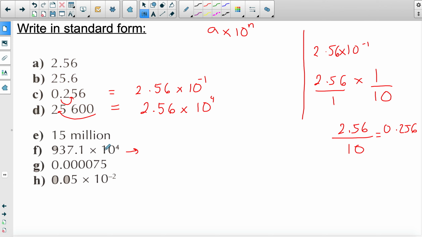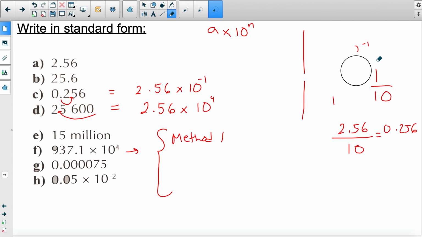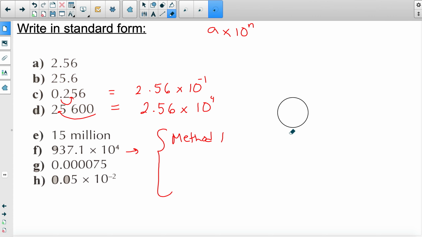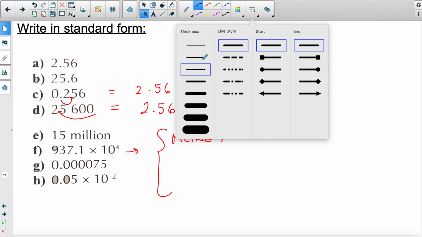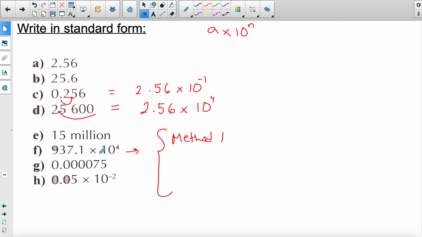Now there are two ways to do this. Either you find the original number for this value, and then change it to standard form, or we could use the information we have here and change it. So I'm going to try both ways. So I'm going to say method 1, and I'm going to say, well, I'm going to change it back to the original number.